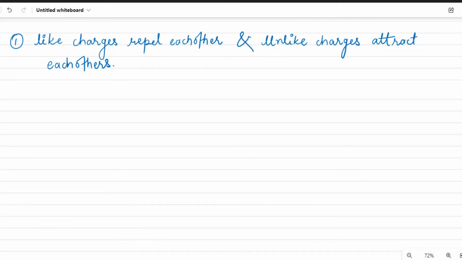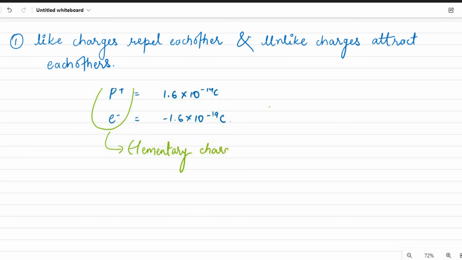My next point is the magnitude of elementary positive or negative charge is same and is equals to 1.6 into 10 to the power minus 19 coulomb. Like we have already seen earlier in the last video, the charge of proton is 1.6 10 to the power minus 19 coulomb, whereas the charge of electron is minus 1.6 10 to the power minus 19 coulomb. And this proton and electron is called elementary charge. So this made my second point.